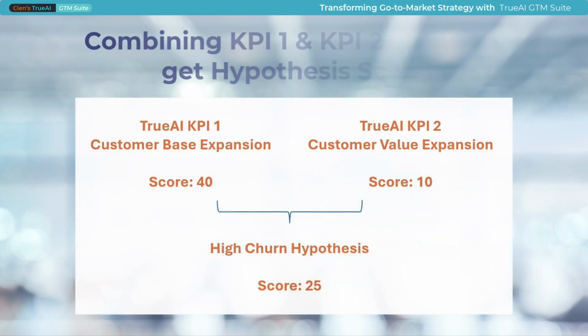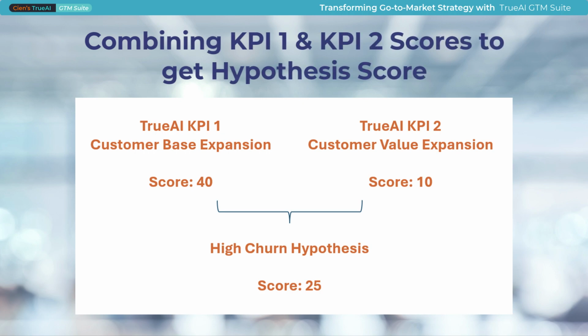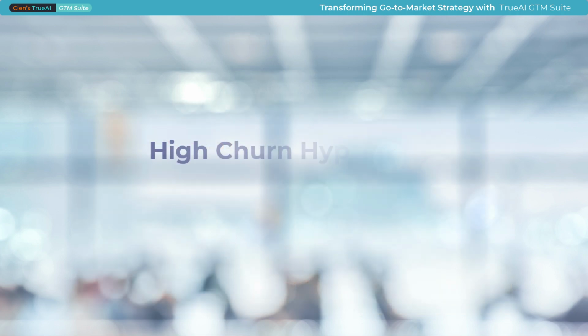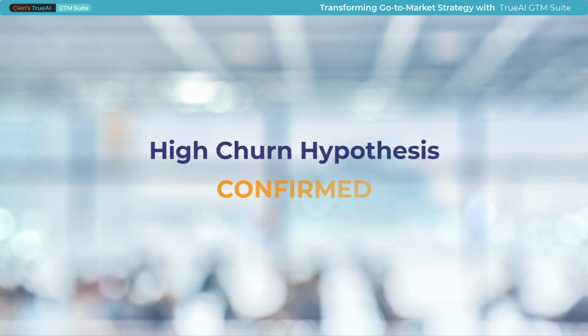Now, combining the score from both TrueAI KPIs, we obtain the hypothesis score. In this case, the high churn hypothesis got a score of 25, which is in the underperformer zone. Qualitative context plays a role, and scores might be subject to post-analysis adjustment when considering company-specific context. Thus, this hypothesis will be flagged as confirmed, showing the company is underperforming in this area.